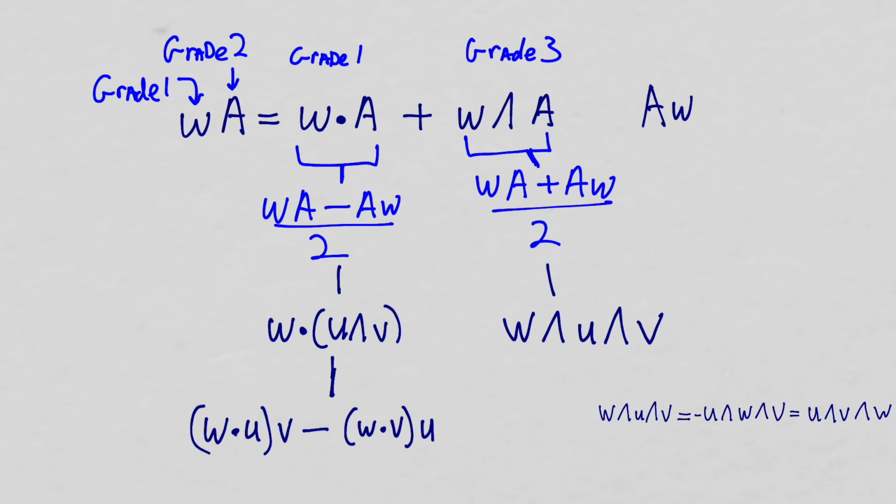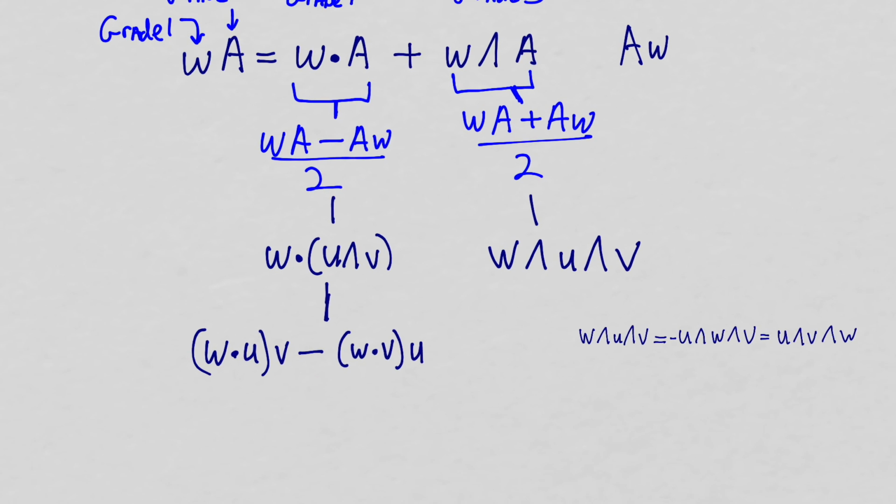This guy, not so much, right? It's the projection of W on part of A in the direction of V, and the projection of V on part of A in the direction of U, and there's that minus sign between them. So how do we interpret this? Let's talk about that for a moment.